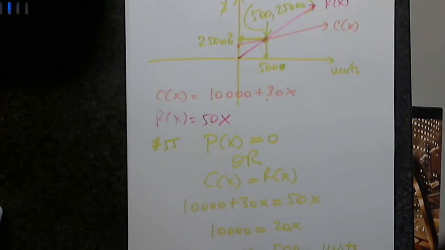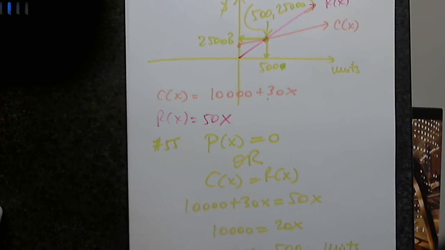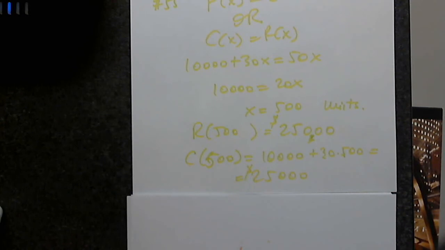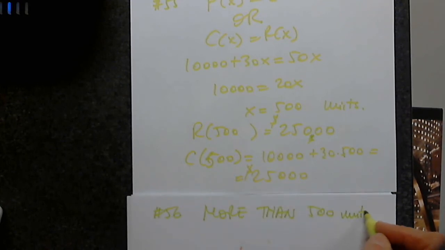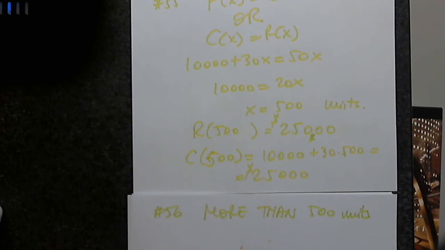Now we should answer problem 56. More than how many radios must be produced and sold for the company to have a profit? Of course, that's why I wanted to do 55 first. So 56: more than 500 units. Very good. Let's move on to 5.4.